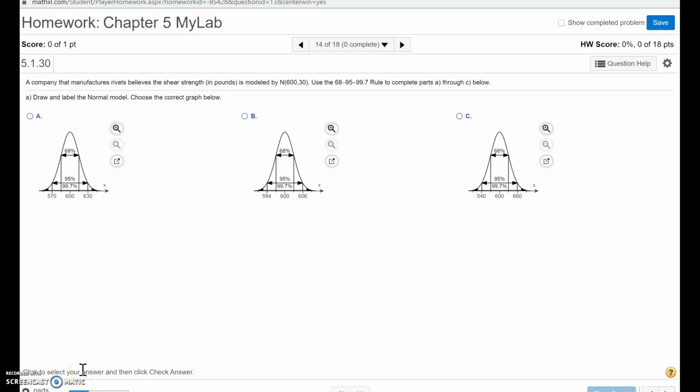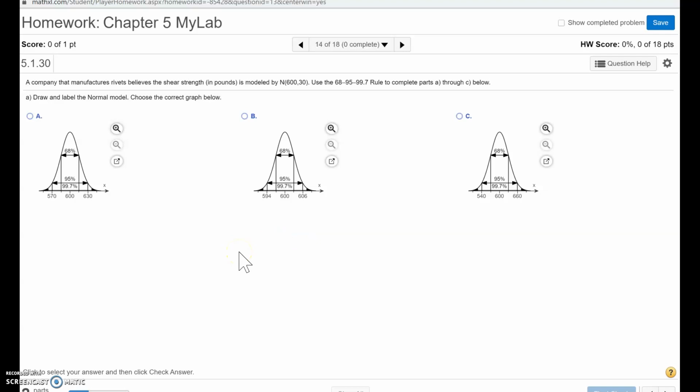Hi everyone, this is number 14 from the chapter 5 MyLab. This is also pretty similar to number 13. It says a company that manufactures rivets believes the shear strength in pounds is modeled by N(600, 30). Use the 68-95-99.7 rule to complete parts A through C.